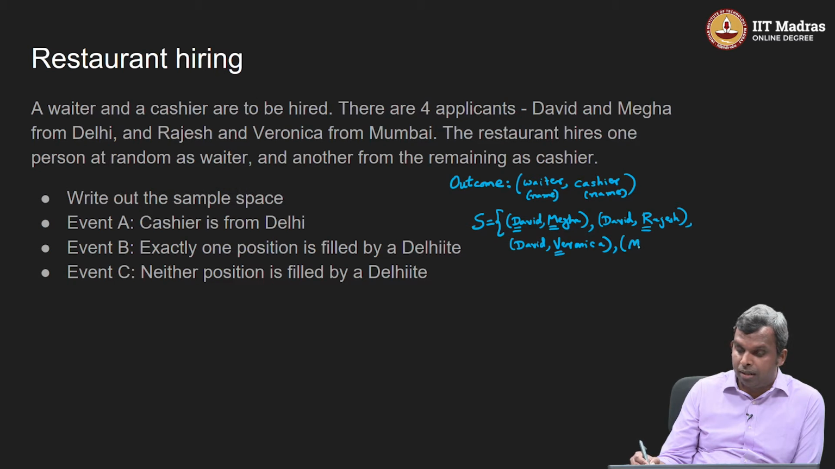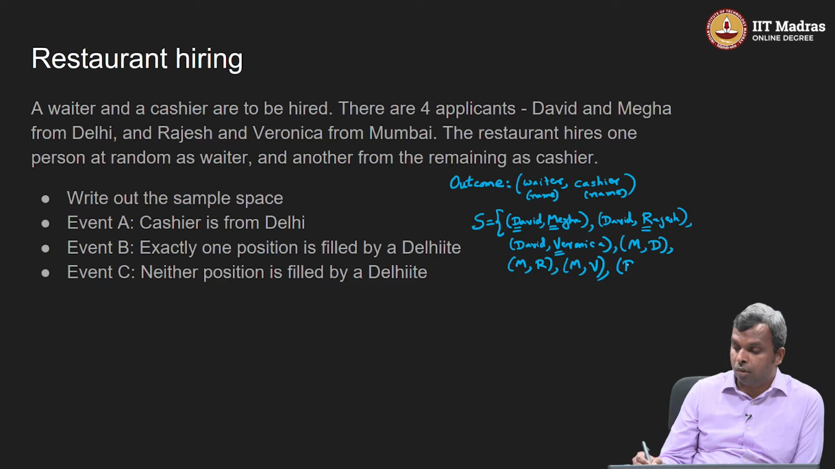Then you could have Megha hired as waiter, and then David hired as cashier. You can have Megha hired as waiter and Rajesh hired as cashier. You could have Megha hired as waiter and Veronica hired as cashier. Okay, right? So this is how it's going to look.